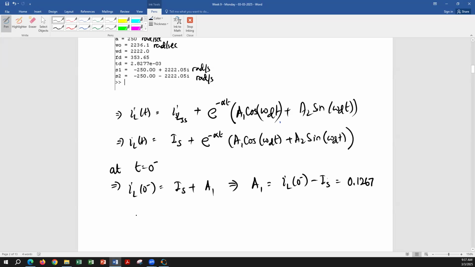And how are we going to find A2? Take the derivative and then do what? Evaluate the derivative at 0 negative. Okay, Is of course is a constant value. Derivative of that is going to be 0. So this is going to be left. Anybody remember what did we discuss? What is the derivative of this at t equal to 0?